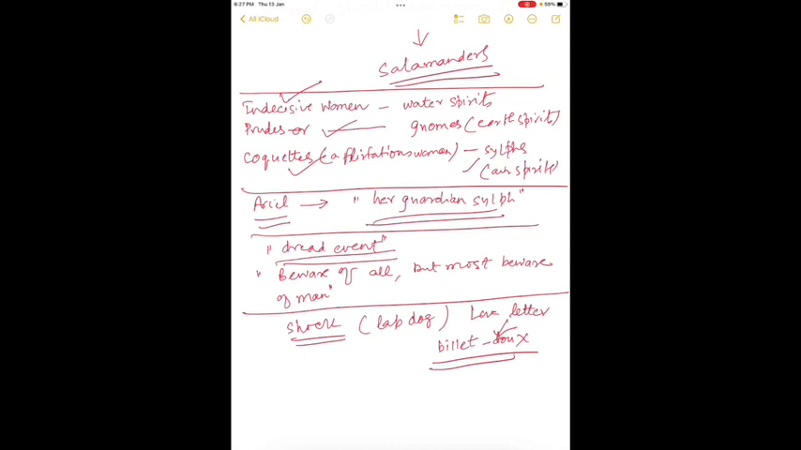Now, there was a dream. In the dream, Ariel warns her against some dread event, and warns her to beware of all, but most beware of man. But when she got up, she found a love letter, a billet doux, and she forgets everything she saw in the dream.